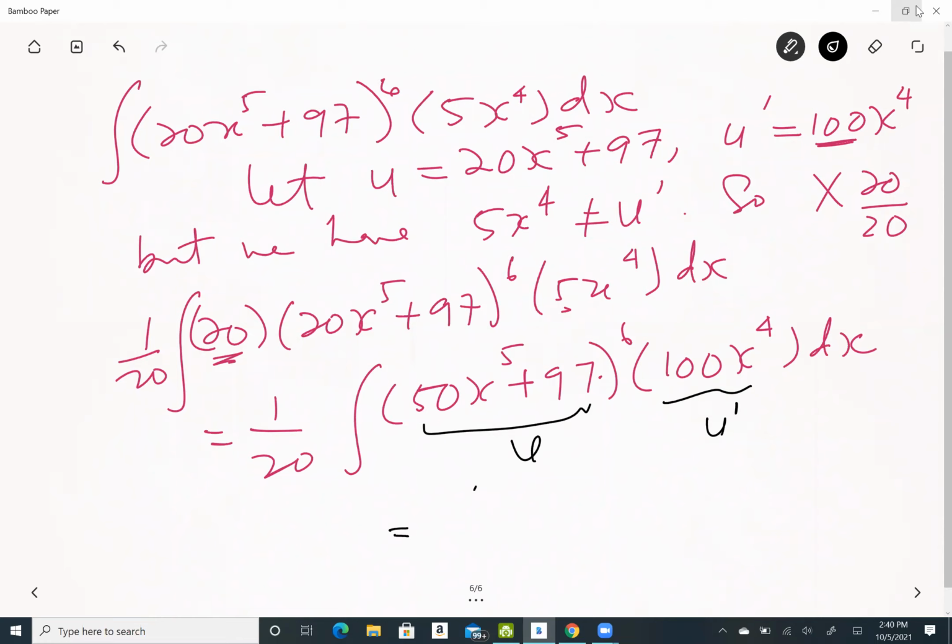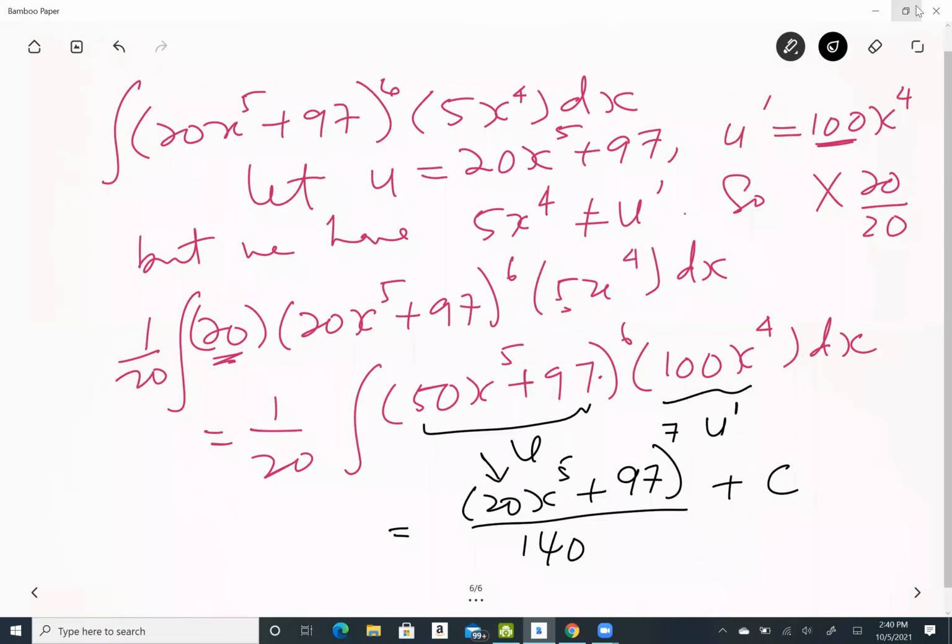(20x^5 plus 97) to the power of 7 divided by 140 plus c. Okay. Now, how do you get 140? 20 times 7. So you got 20 times 7, that is 140. Now, why did this become 20, you know? Oh, I'm sorry. The form, the 20, why didn't you tell me? I got it wrong. So that is 20. No, not 50. Okay, that's 20.